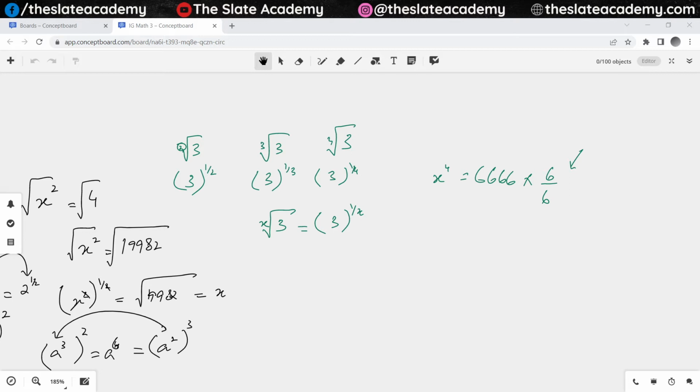Now, coming back to the question that we had at hand. x to the power 4 is equal to double six double six. How can I solve this? By taking power 1 over 4 on both sides, taking root 4 of both sides. So I can write this as x to the power 4 raised to the power 1 over 4 is equal to double six raised to the power 1 over 4.